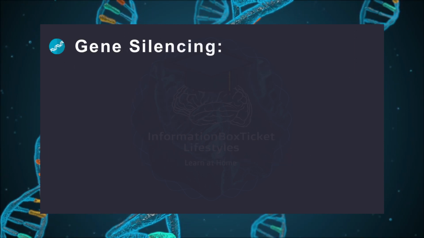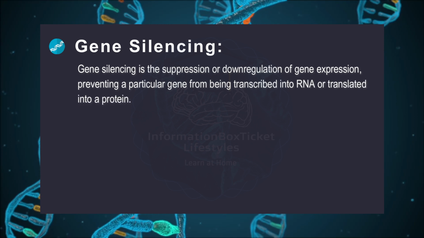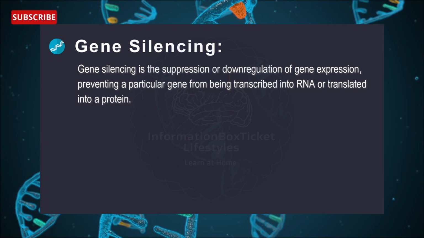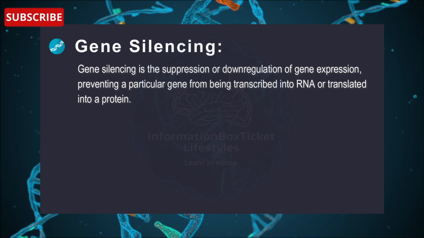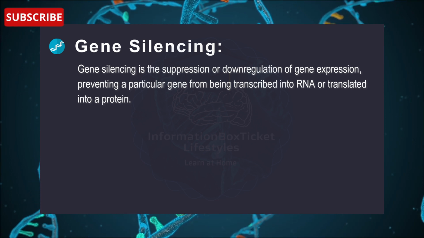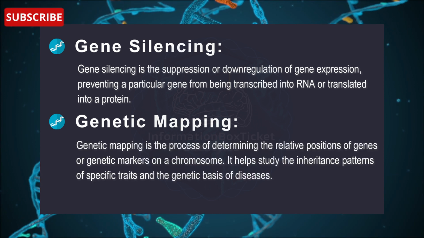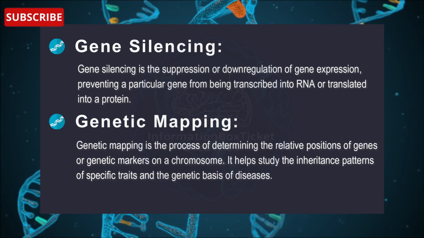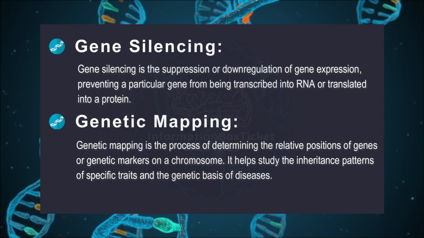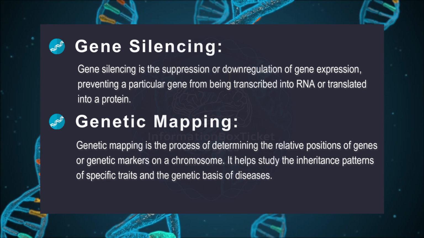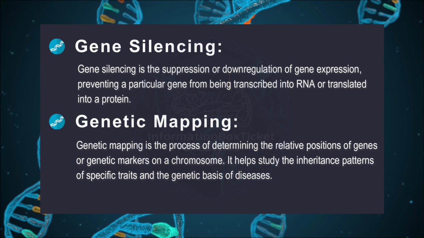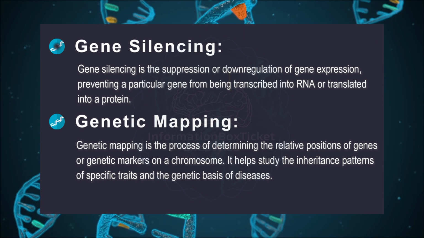Gene silencing. It is the suppression or downregulation of gene expression, preventing a particular gene from being transcribed into RNA or translated into a protein. Genetic mapping. It is a process of determining the relative positions of genes or genetic markers on a chromosome. It helps study the inheritance patterns of specific traits and the genetic basis of diseases.